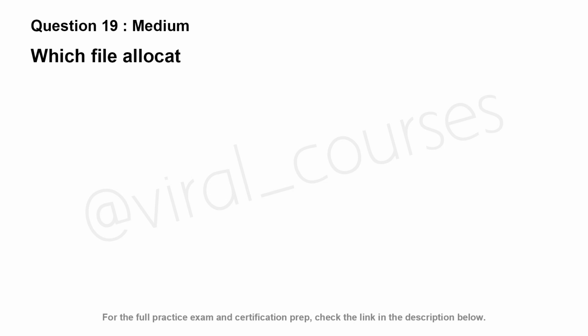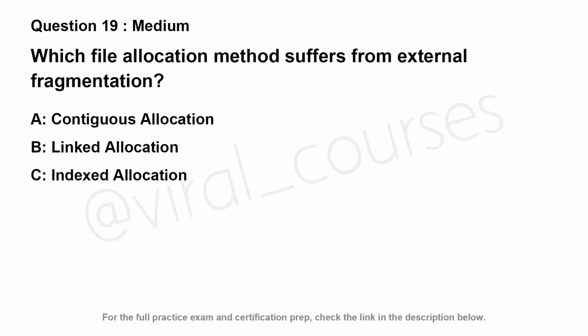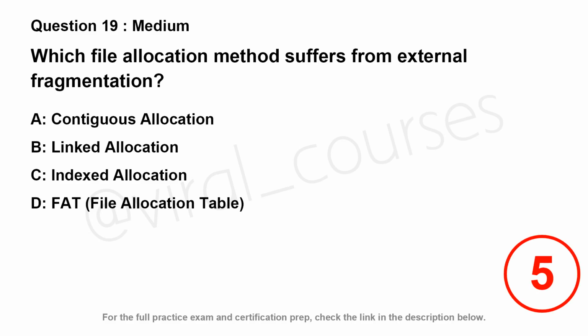Which file allocation method suffers from external fragmentation? Option A. Contiguous allocation. Option B. Linked allocation. Option C. Indexed allocation. Option D. FAT, file allocation table.